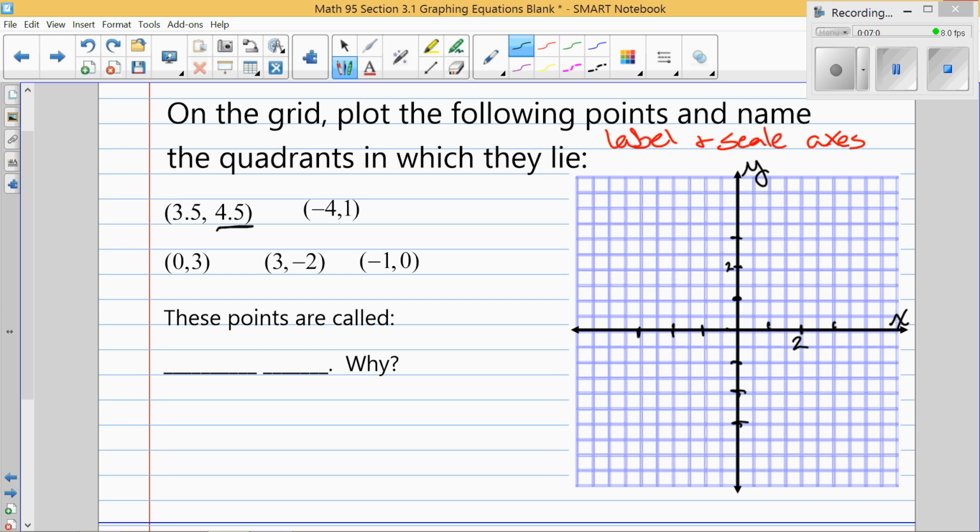So now I want to plot these points. I'm going to plot this first point, and I'll call it red. So in red, I'm going to plot this first point. It's at 3.5. So 1, 2, 3.5 right here. That's the x-coordinate. And then it's going to go up 4.5. 1, 2, 3, 4.5. It'll be right here. So that's that first point. 3.5.